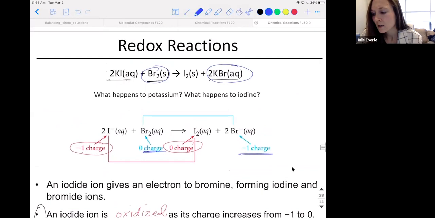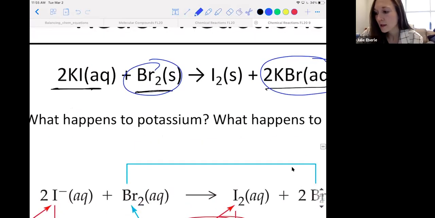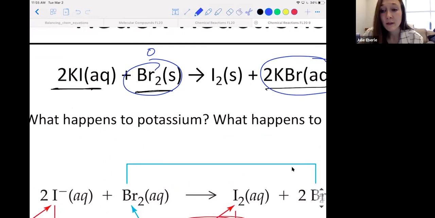Say that again, Danielle. Okay, so on this problem, you said the neutral one has no charge, it's neutral. Right, so bromine here is 0. Oh, okay. Because I was looking at it kind of as if we've had something that's neutral on both sides.